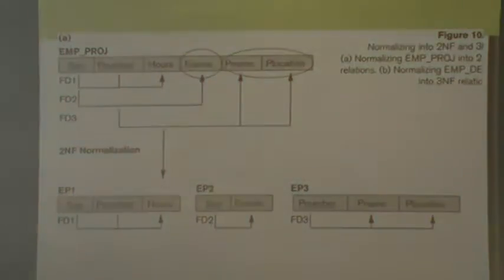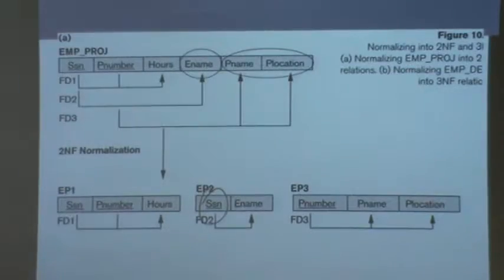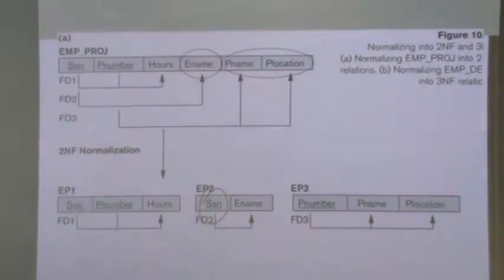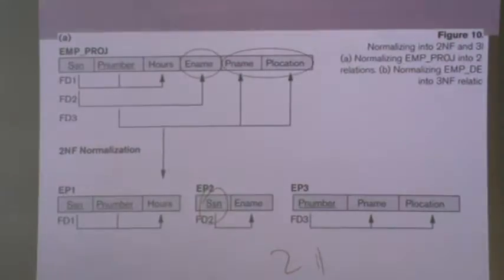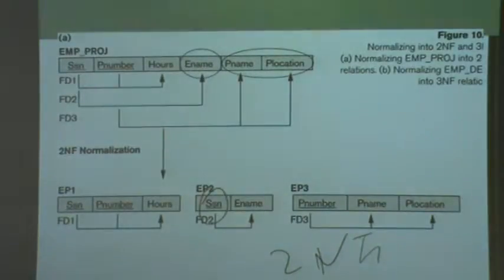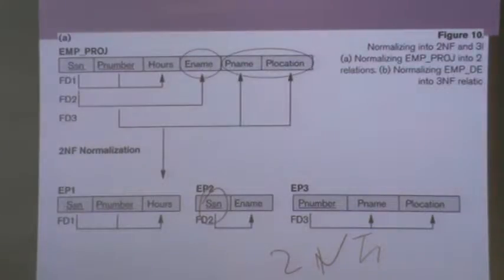This is one tip. What if you have a single prime attribute? Only one prime attribute, which means it's automatically second normal form. Why? Because you cannot make a partial dependency for a single attribute. So you don't have to worry too much. So that is the second normal form.